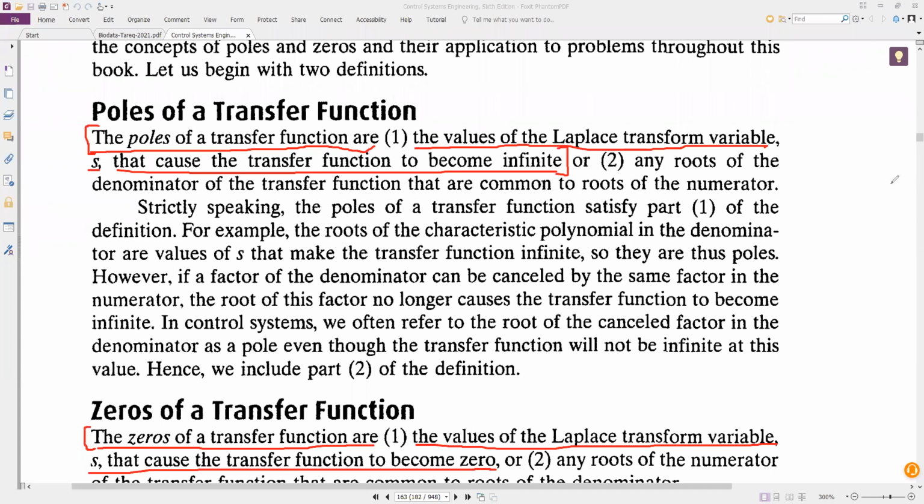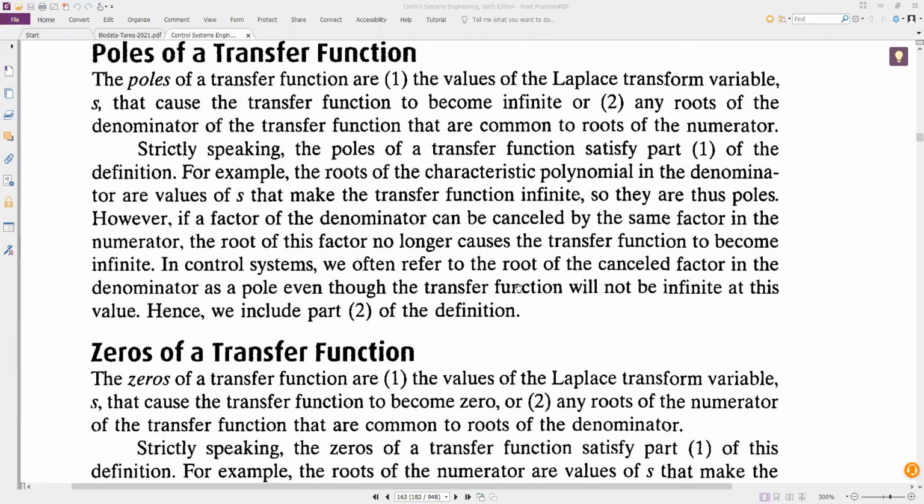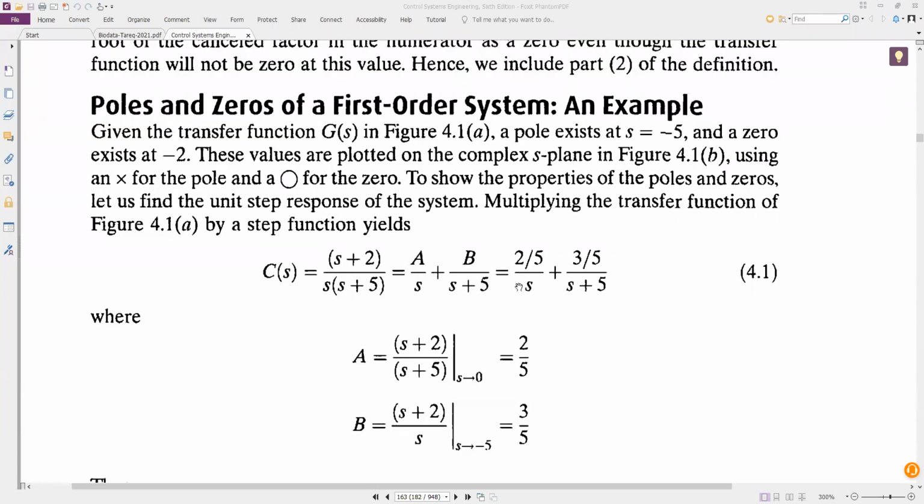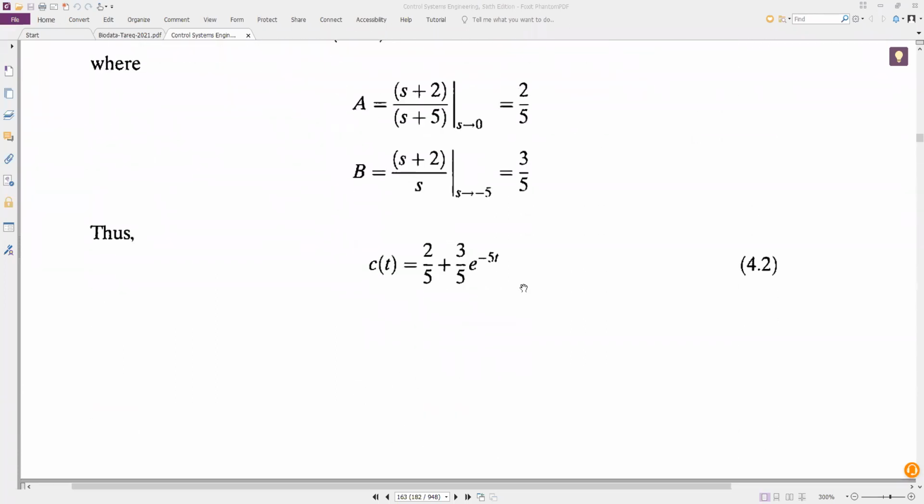Is it clear to you guys? Poles and zeros? Yes, sir. Okay, thank you. Now we can move on. Poles and zeros are there. They give an example. You see here.